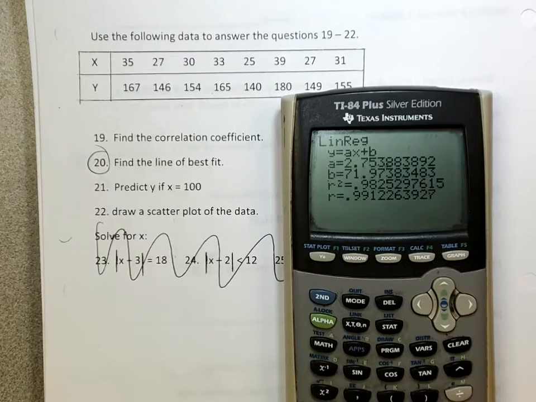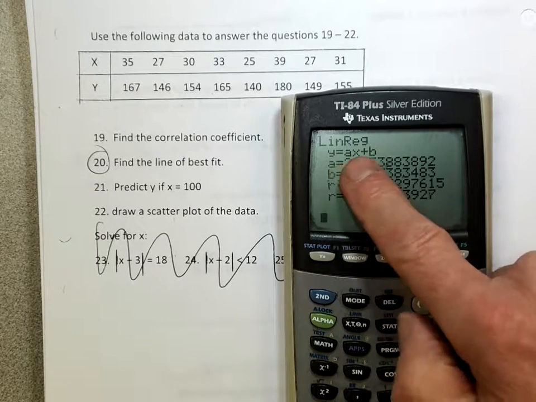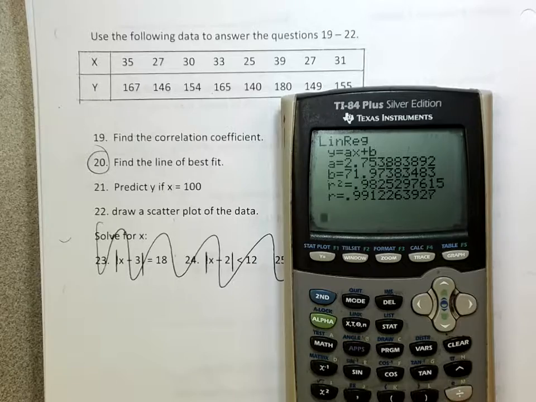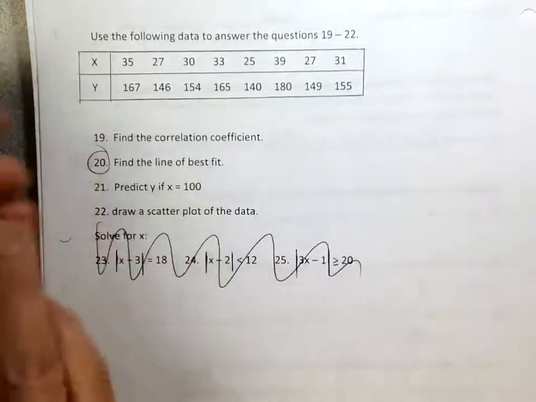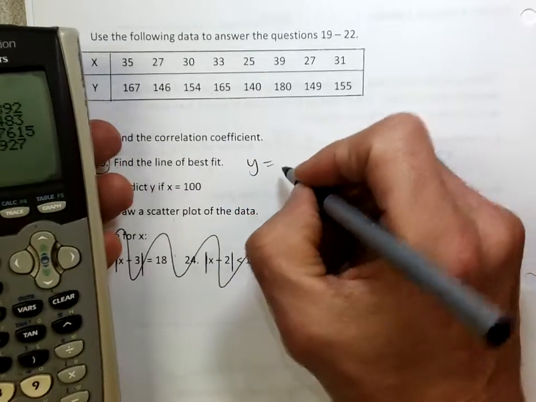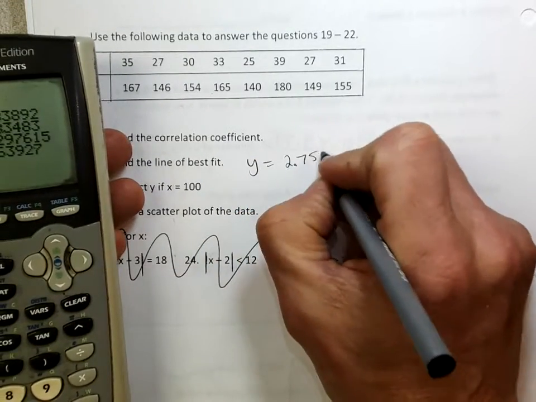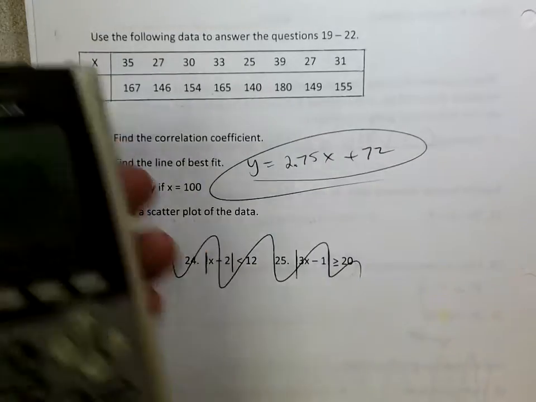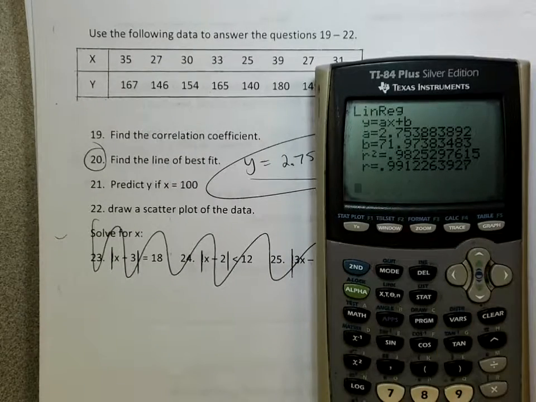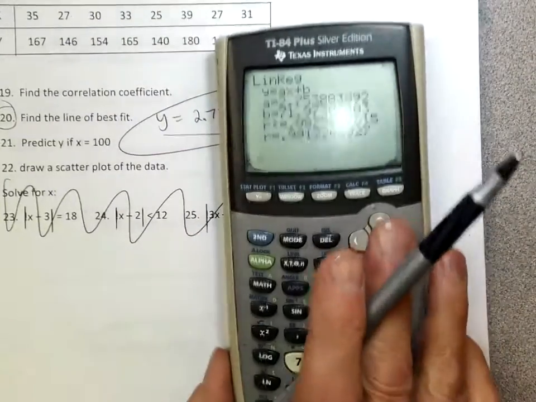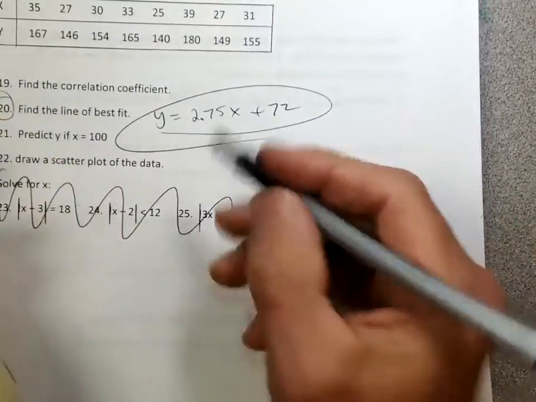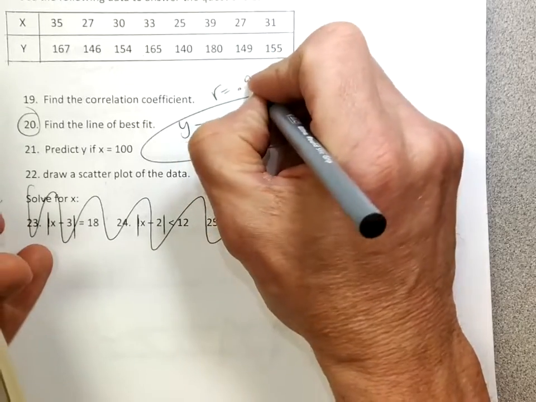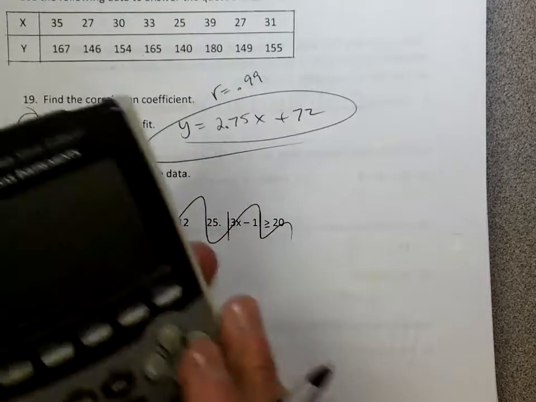Okay, there it is. It is in the form y equals ax plus b, so I know a is 2.75, and b is about 71, really about 72. I just rounded up to 72. So here's my equation: y equals 2.75x plus 72. Now, the correlation coefficient. Mine has it; it's about 0.99. The correlation coefficient is the R. In my calculator, I have the R, and it's 0.99.